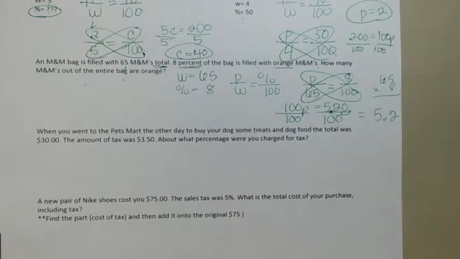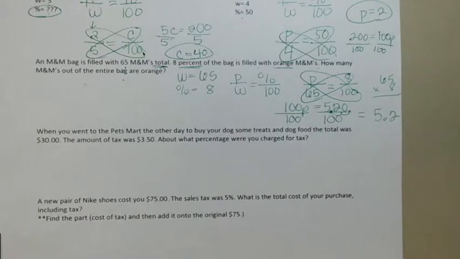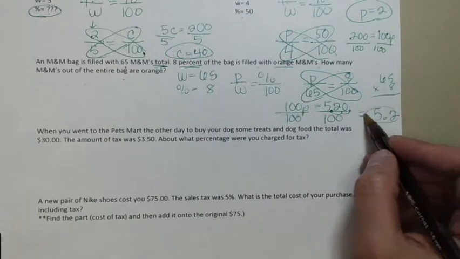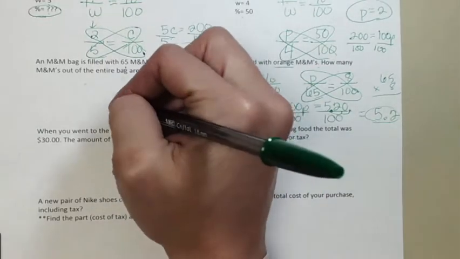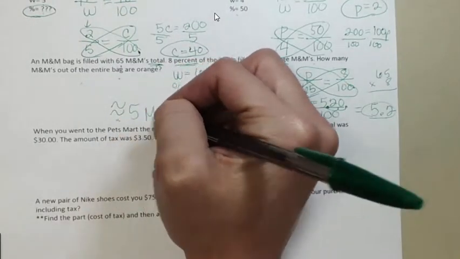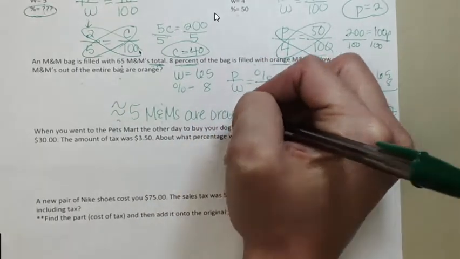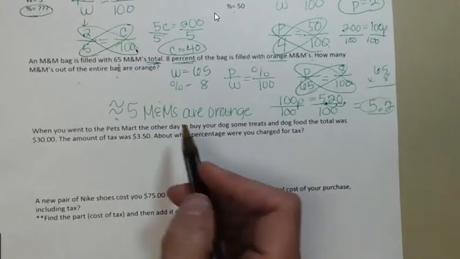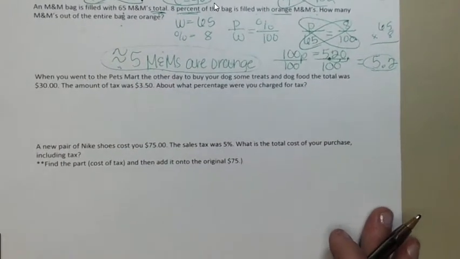So on these, you've got to use your reasonableness too. You say, okay, the question's asking me how many are orange. Do you have 5 2/10 of a M&M? No, but I can guarantee that there would be 5. I can't round that up to 6, so it would be 5. So your answer would be about. This sign means about, or approximately. About 5 M&Ms are orange. Okay, you've really got to focus on answering what the question is asking, making sure what you're solving for matches up with what the question is asking you.